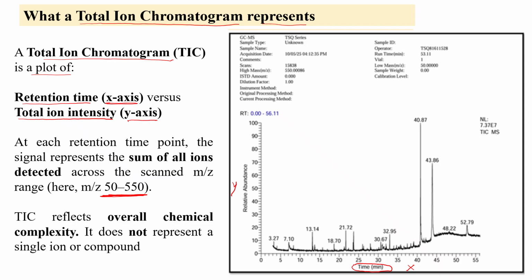So the TIC is very complex. Why? Because it does not represent a single ion or a compound. It represents overall all the ions or the compounds. So it becomes complex because it is not representing a single ion.